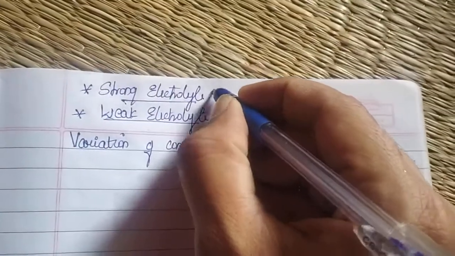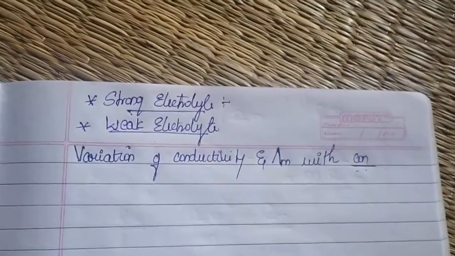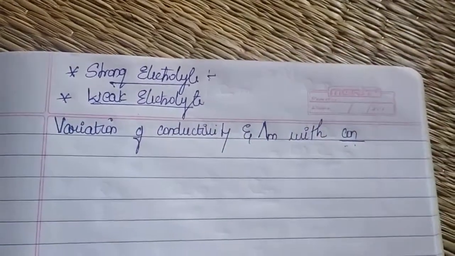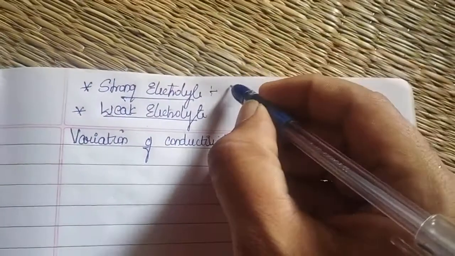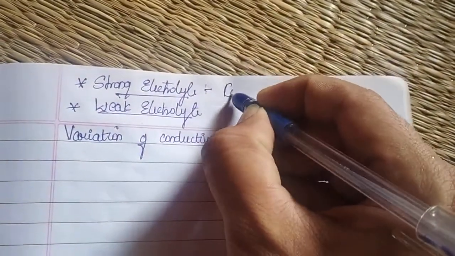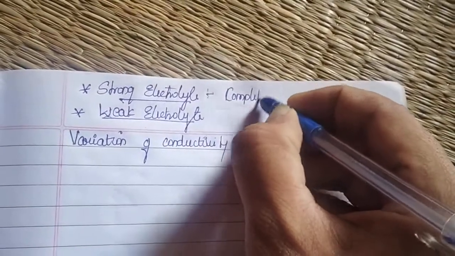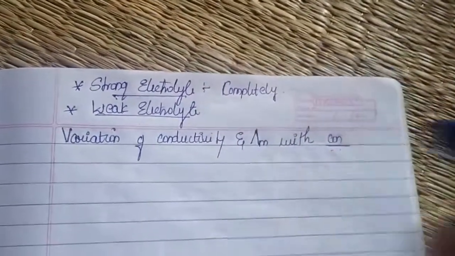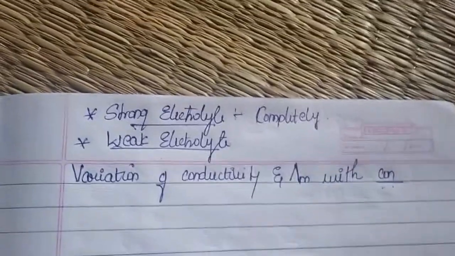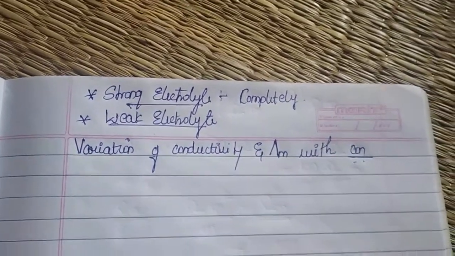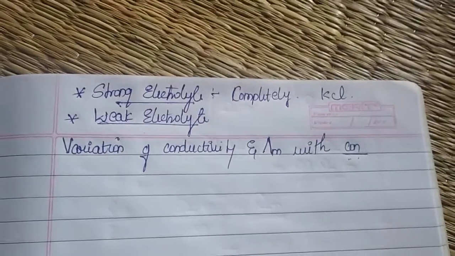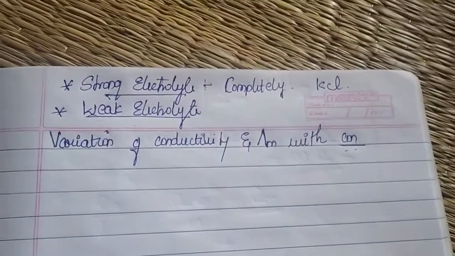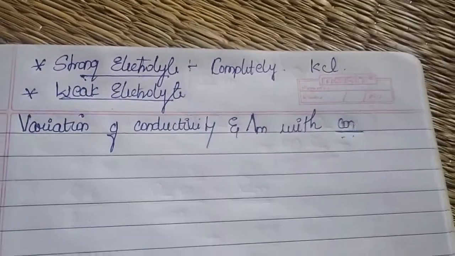Strong electrolytes mean what? If I am to give the simplest definition, whenever you treat respective salts and dissolve them in a particular solvent, they dissolve completely. Their degree of dissociation is very high, or they undergo complete dissociation. An example is your KCl. If you put KCl in water, 100% you are going to get K plus and Cl minus.